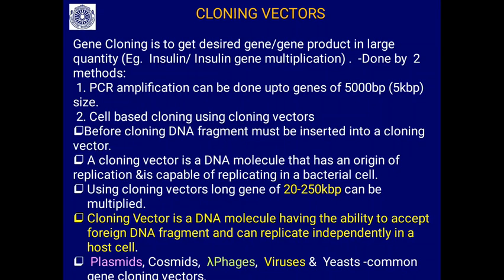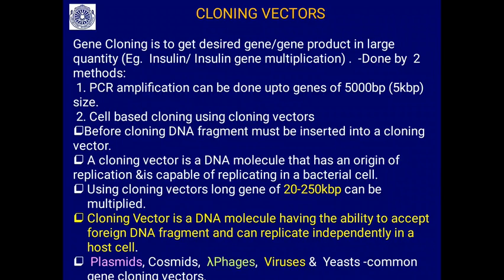Gene cloning can be done by two methods. PCR amplification, or polymerase chain reaction amplification, can be done only for genes of up to about 5000 base pairs. For genes bigger than this size, we have to go for cell based cloning using cloning vectors. Before cloning, the DNA fragment of interest has to be inserted into the cloning vector.